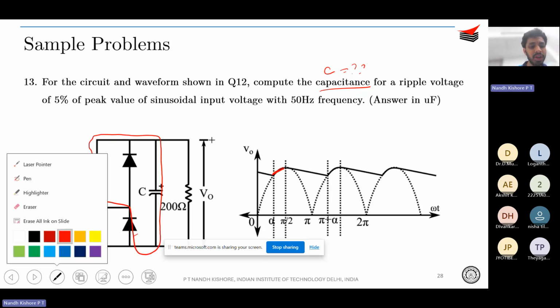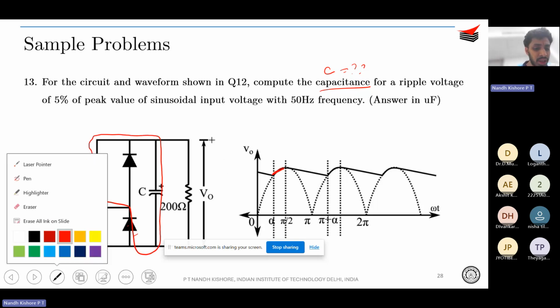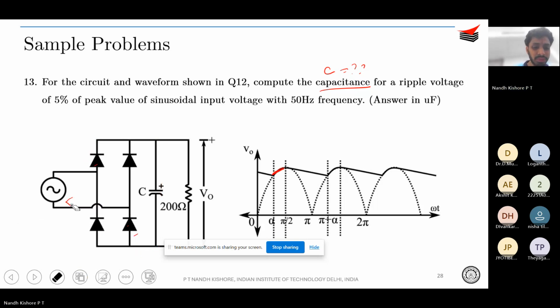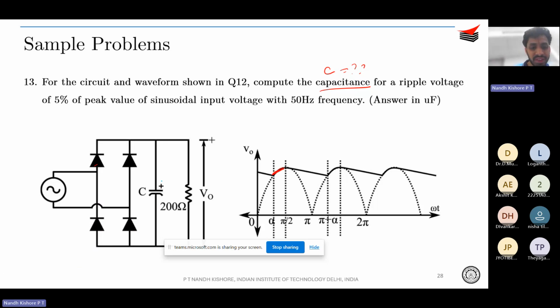But this is a bit complicated, right? You have diodes coming into the picture, so it is not directly possible to calculate the capacitance. But you consider the discharging period. What happens in the discharging period? The capacitor just discharges to the load. It is a simple resistor.